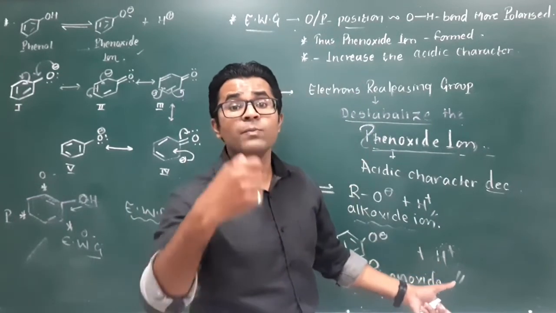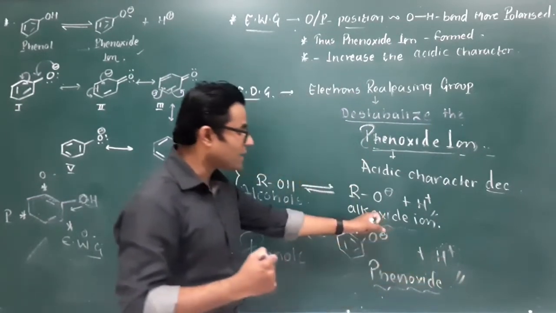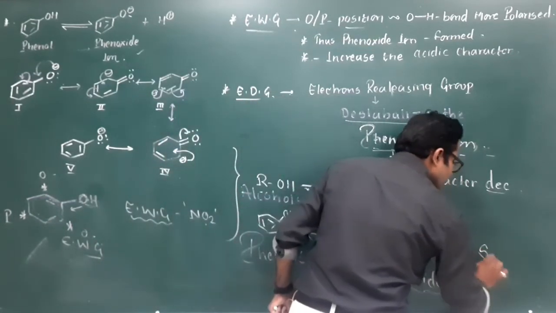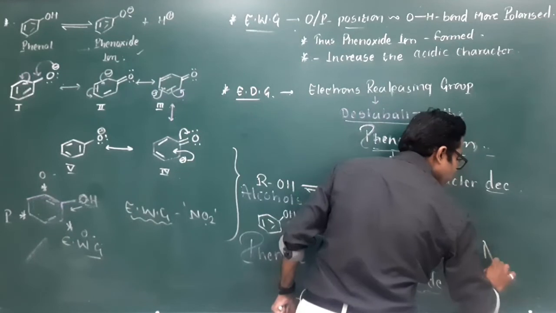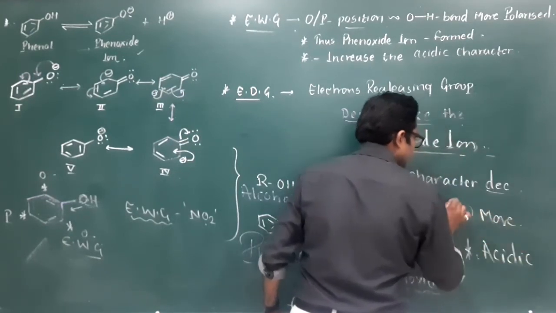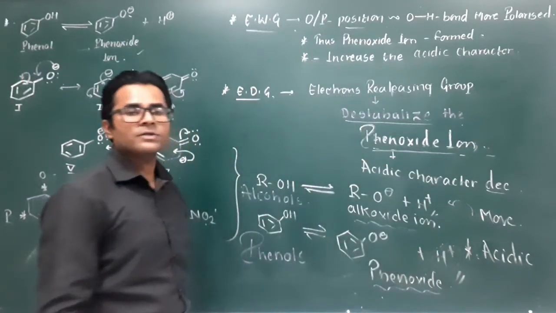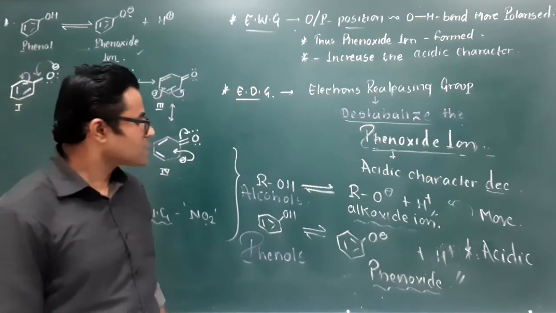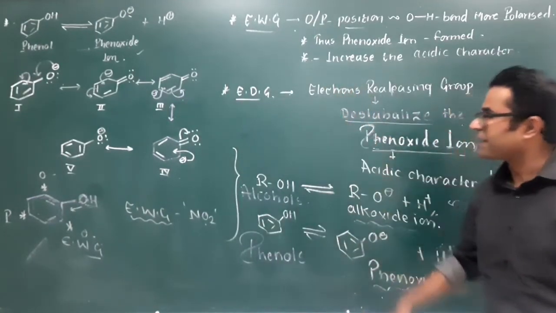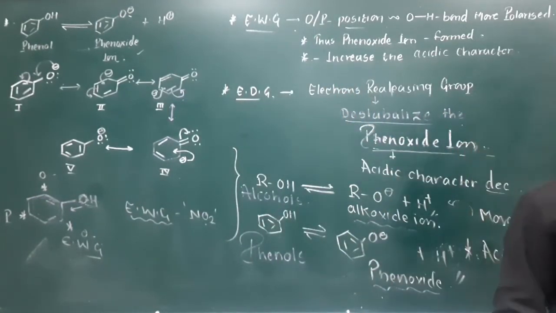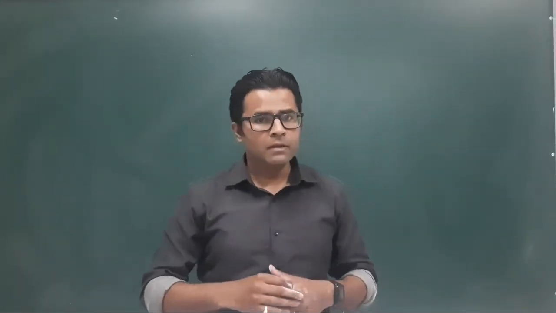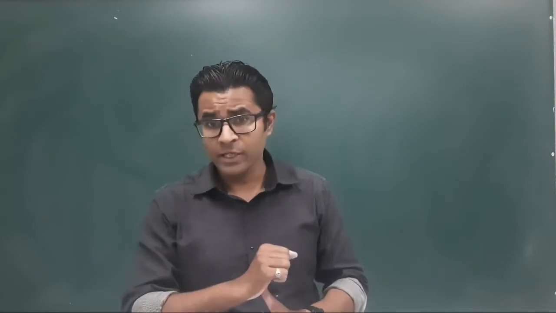Phenoxide ion is more stable compared to alkoxide ion. Therefore, the phenols are more acidic compared to alcohols, right? So this is all about the acidic character. Let's proceed with the next section. The next point of our discussion is esterification.